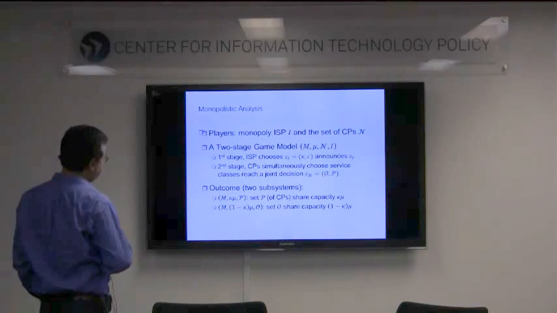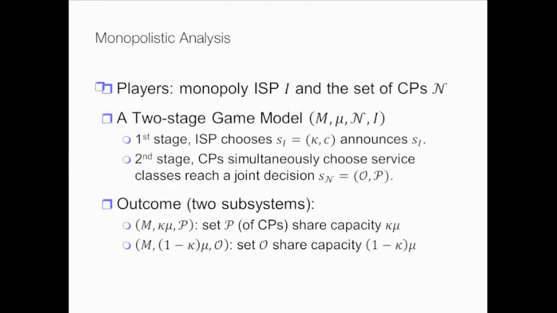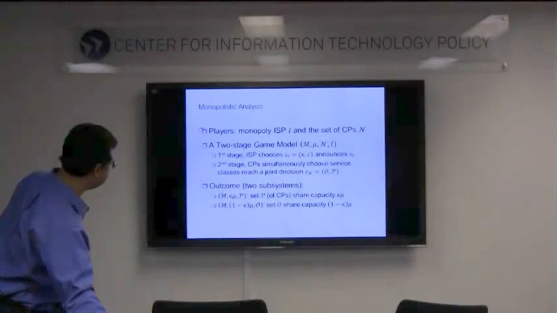So we did a monopolistic analysis where you have a two-stage game, where in the first stage an ISP announces the fraction. Well, it doesn't really announce the fraction, it chooses a fraction that it will reserve for the paid part and the price that it will charge for the paid part. And then in the second stage, all the content providers simultaneously decide whether they want to be in the ordinary class or they want to pay and get into the premium class. So, Hulu can be paying and be part of the paid class, whereas Netflix is facing congestion in the other part. And the outcome are the two subsystems.